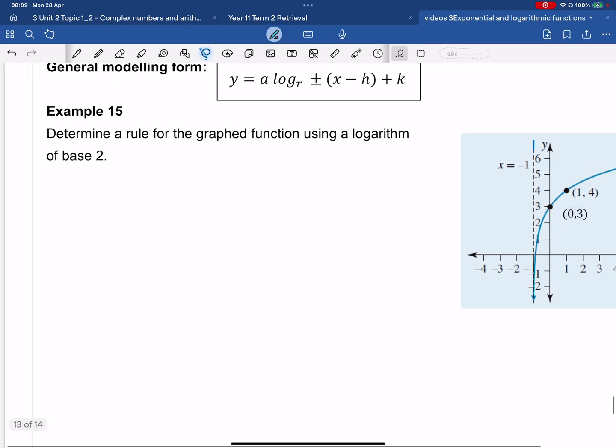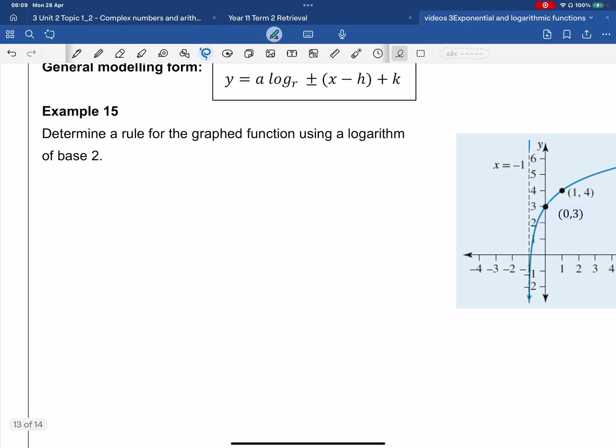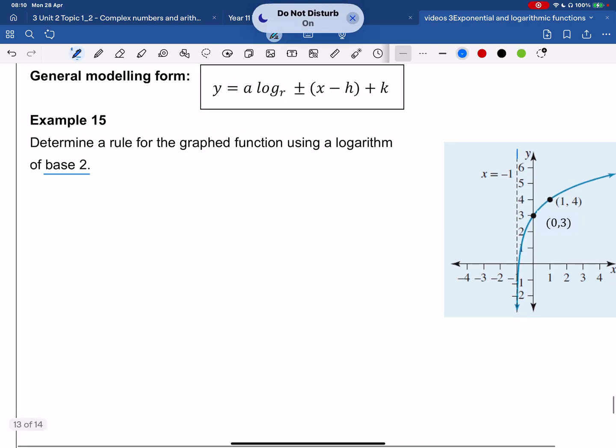Right, here we're going to be modeling a log function. They've asked us to determine a rule for the graph function using a logarithm of base 2. So we've already got our base that's been given to us. We also need to remember that when modeling, our b value is always going to be 1.